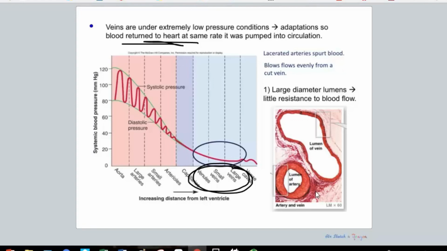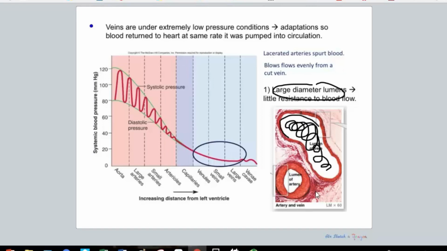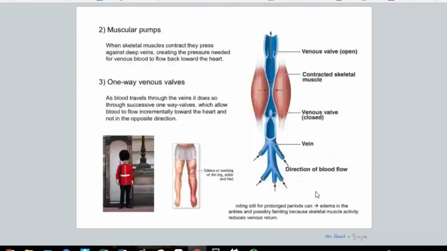And so there are some modifications that are made to help return this venous blood to the heart. And one of those is those larger diameter lumens. You have a large diameter lumen, that means that there's less resistance against the walls of the blood vessel. So that's one thing that's going on. Two, we have muscular pumps. And this is the same for the lymphatic system. We have the venous system, which runs through skeletal muscles. And when skeletal muscles contract, they press against these deep veins, create pressure, which sends blood up through the veins.